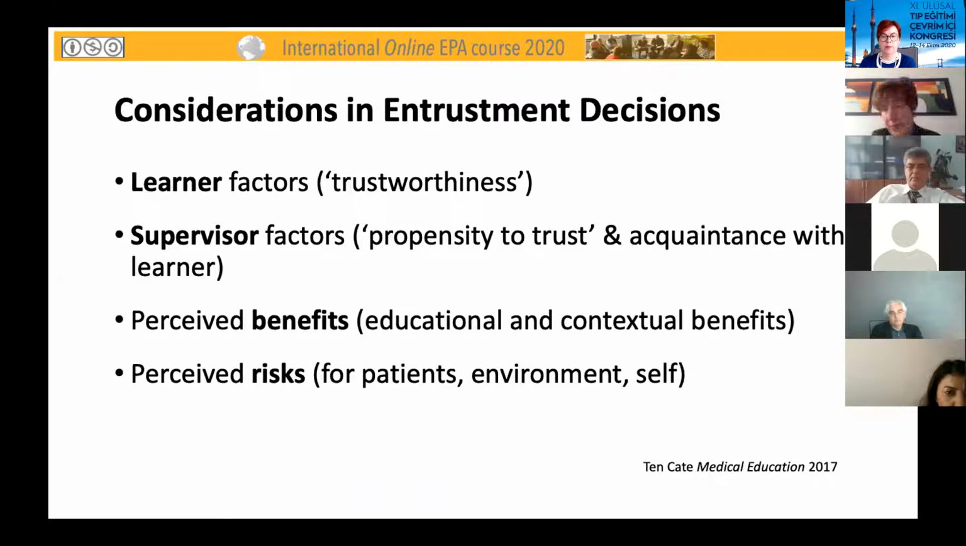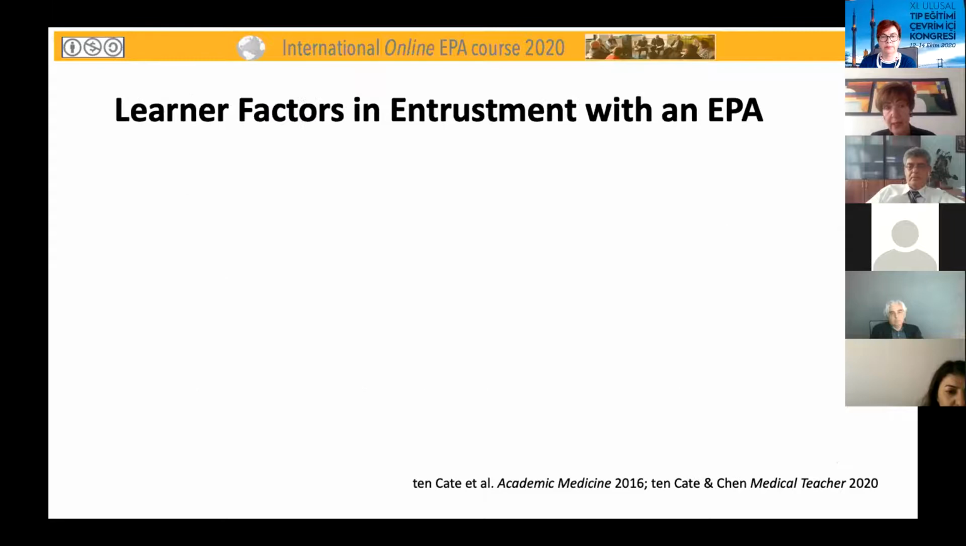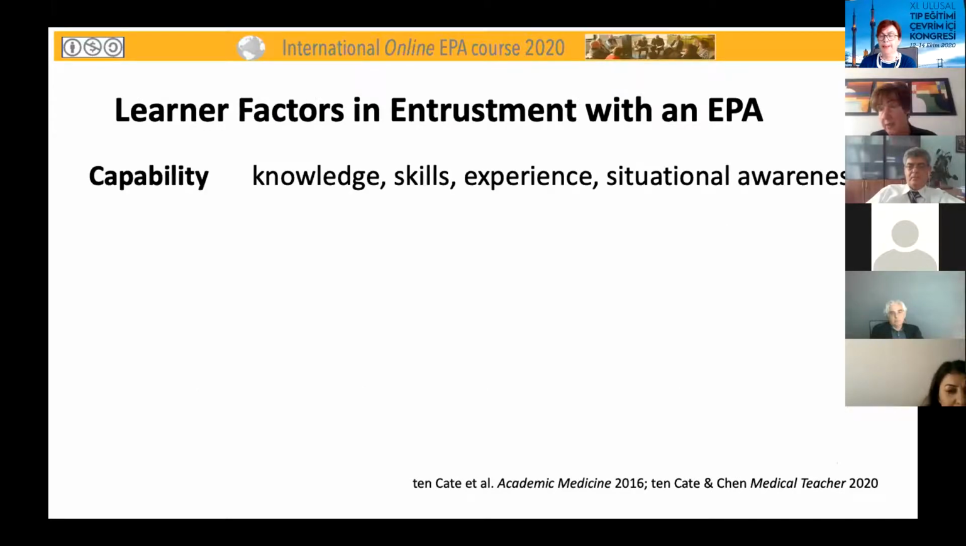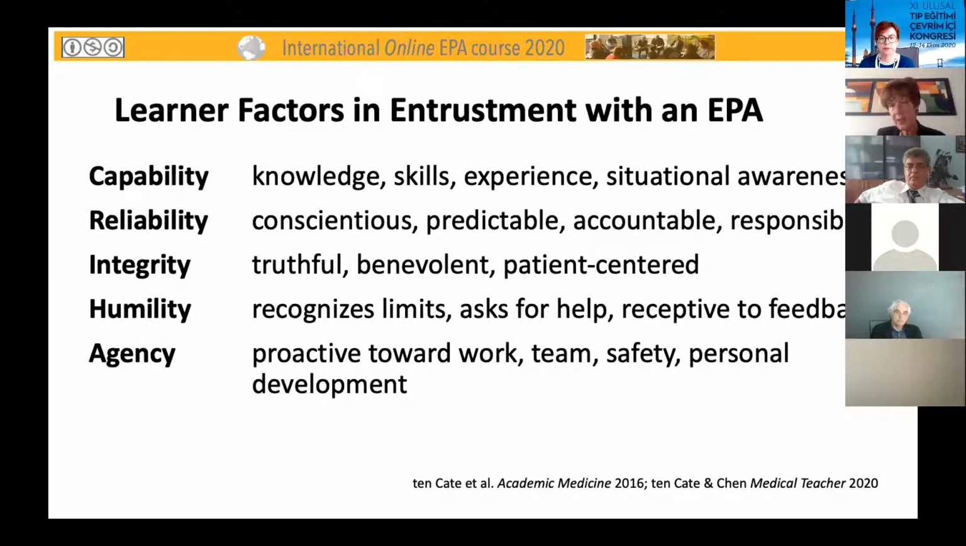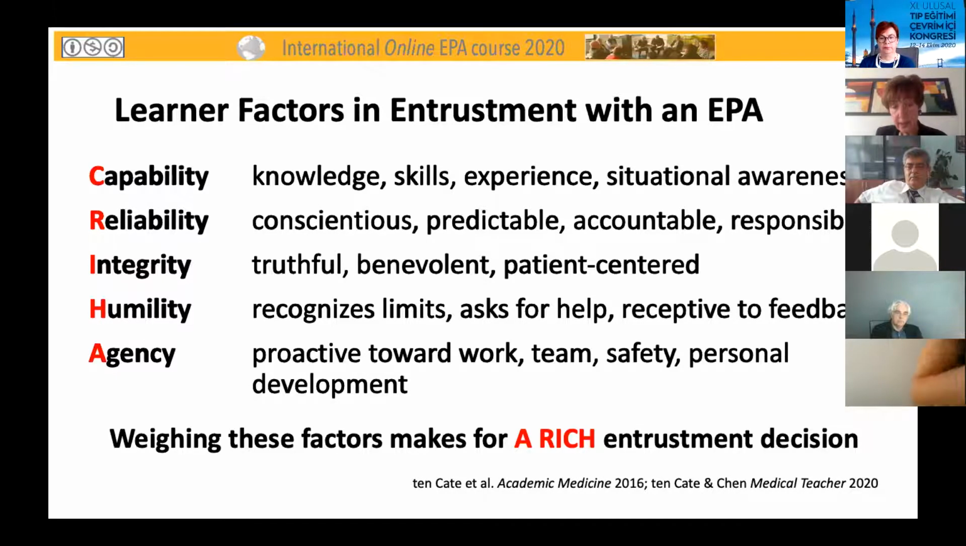So when considering entrustment decisions, there are several factors to take into account. I've listed them here. You can read about it, and I wanted to say one thing more about learner factors. Usually when we look at a resident in clinical practice, we put a lot of energy in talking about his capabilities, like the knowledge, the skills, the experience, situational awareness. And I think we should more appreciate, when we talk about entrustment, other qualities of the learners. And here I showed them to you, and we are talking about a rich entrustment decision, because we would like you to take into account reliability, integrity, humility, and agency in the entrustment decision.